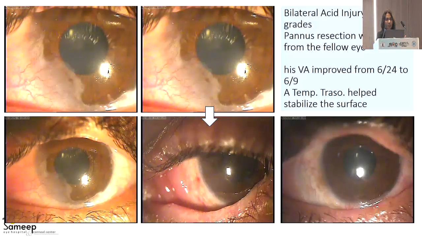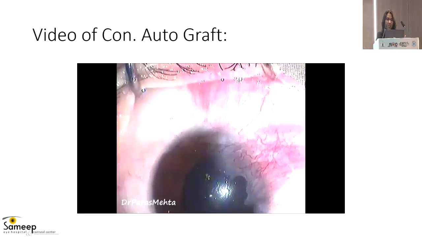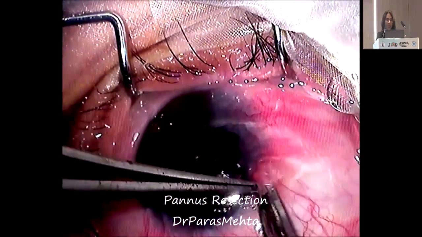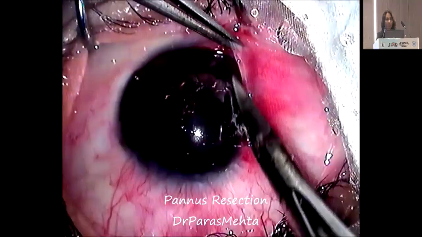So we ended up doing a pannus resection with a conjunctival limbal autograft from the fellow eye, as you can see here, and his vision improved from 6/24 to 6/9, and a temporary tarsorrhaphy helped in stabilizing the surface. This is a video of the same procedure. As you can see here, if there is just a pannus, you don't need to do a SLET.